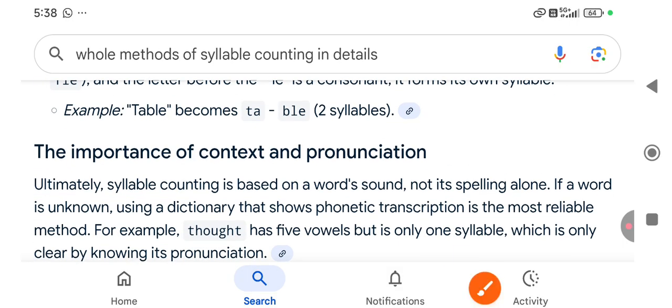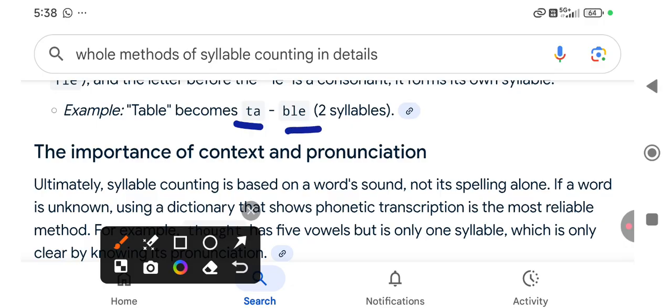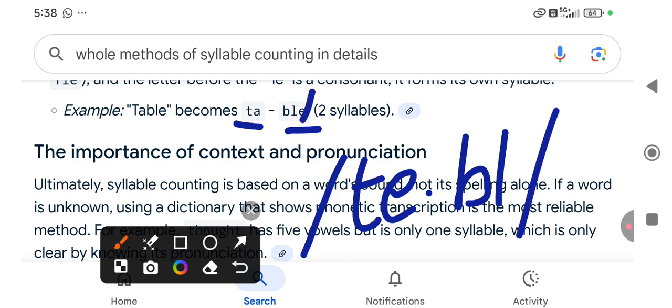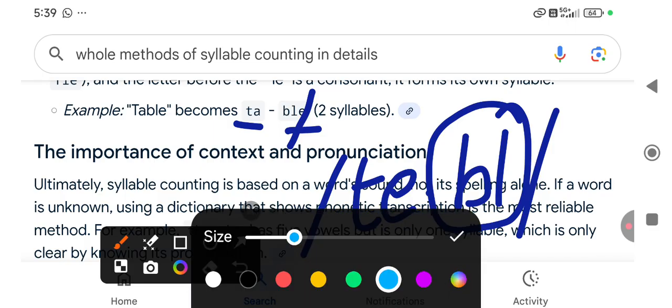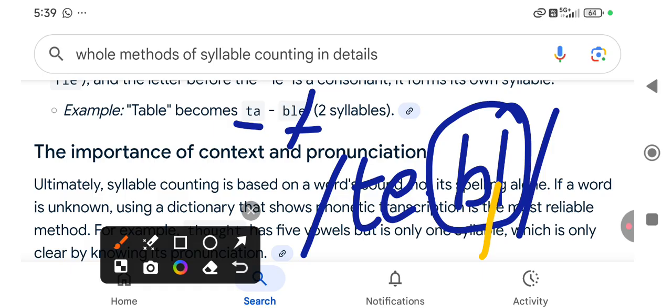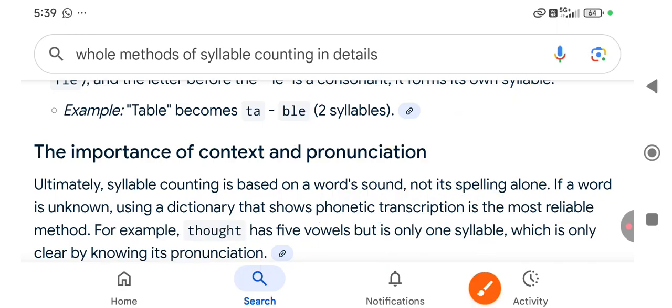I'll give you an example: table. What's the sound? Table. The e is silent, so it's not table with a long e. But here it will be counted, though there is no vowel in between. There is no vowel between the B and L here, but it will be counted as one syllable.